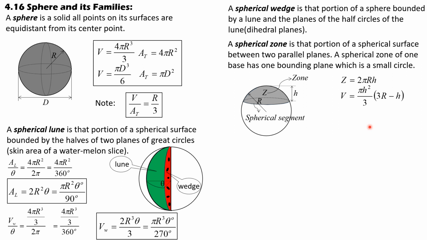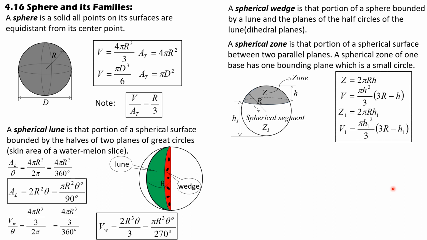derived by integration. Then for zone 1, which is the lower part here, with height h1, so z sub 1 is 2 pi r h1, or it is equal to the surface area of sphere minus the zone area 2 pi rh. And the volume is pi h1 square over 3 quantity 3r minus h1, or it is volume of sphere minus volume of spherical segment, this spherical segment volume there.